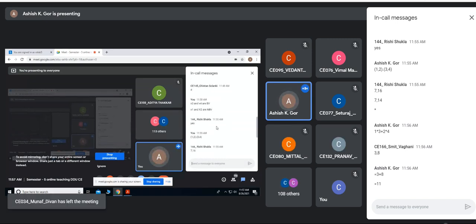Smith, Rishi, and others like Chintan, Kushal, Dev.